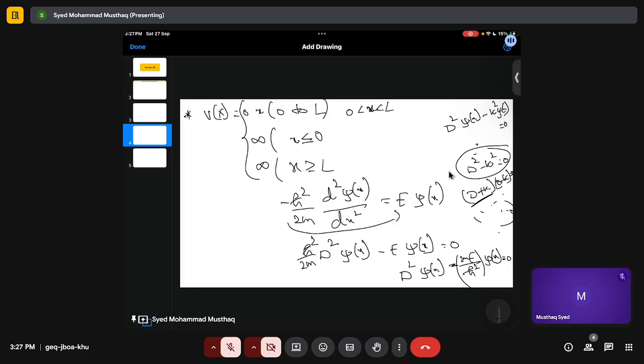So it will finally turn out to be like this. See, so why I wrote D square, this is the final turning. So D square psi of x minus k square psi of x, where D square is nothing but double differentiation, and k square is nothing but 2mE by h cut square, and psi of x comes out. So psi of x cannot be 0, then D square minus k square should be 0. So it can be written as D plus k and D minus k.